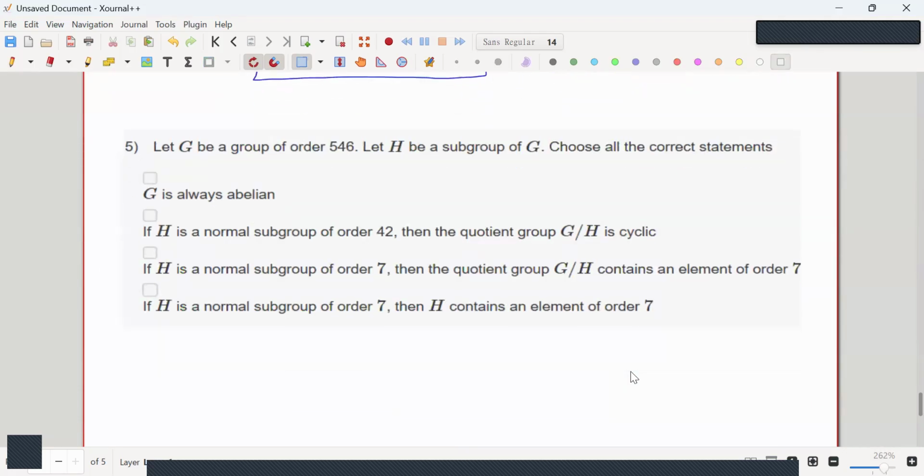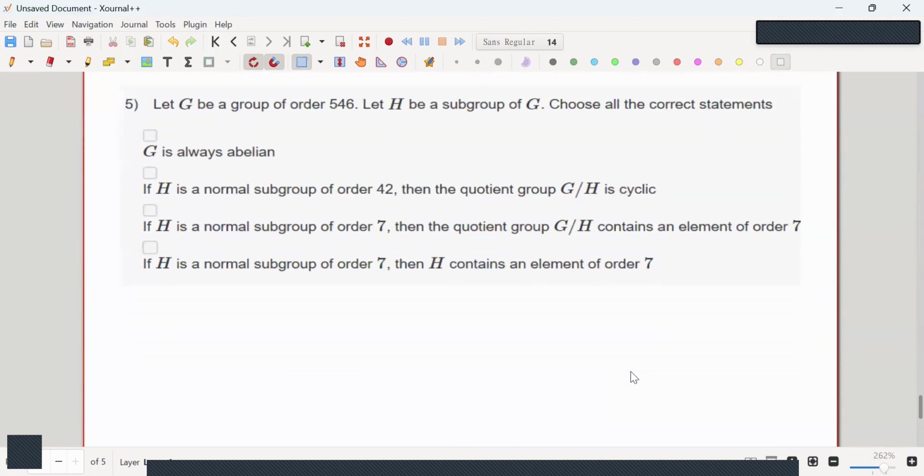Let G be a group of order 546. H be a subgroup of G. We need to choose all correct statements. G is always abelian. Is it true?